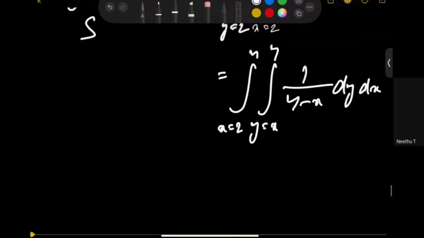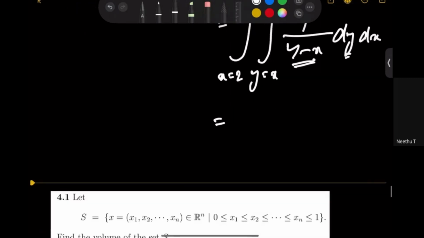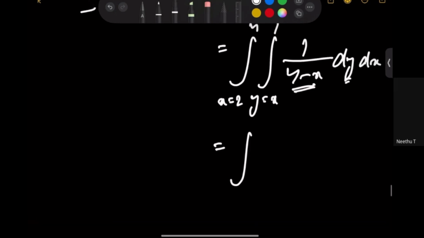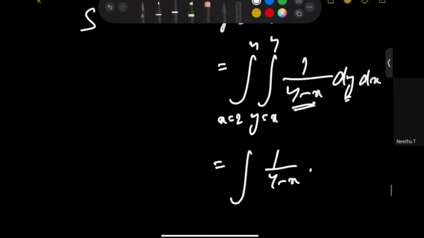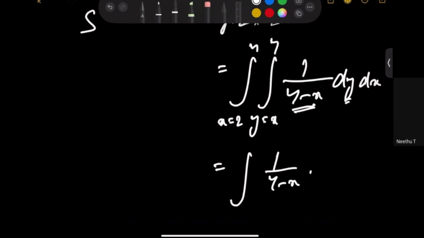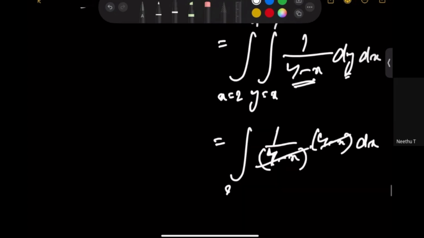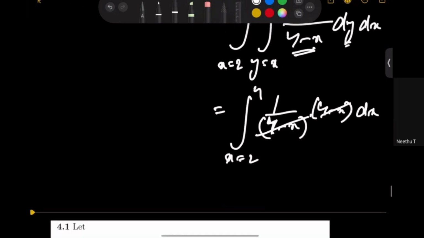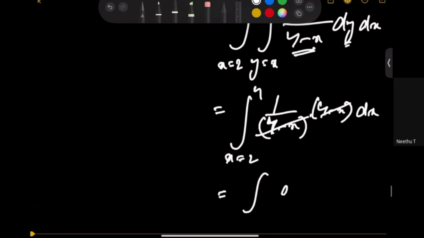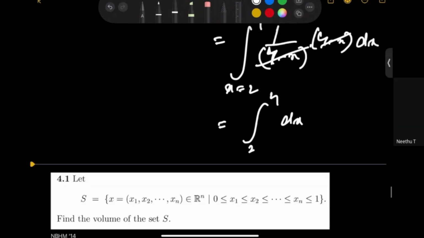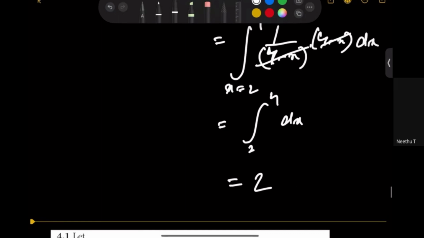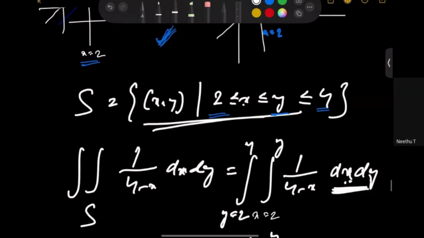So I can just bring out this function because it's a function of x and you are integrating with respect to y. It will be 1 by (4 minus x) into y, with y limits 4 and x. So it will be (4 minus x) dx, and this cancels. See, it becomes very easy now. The integral of dx from 2 to 4, so the answer is very easily 2. Clear?